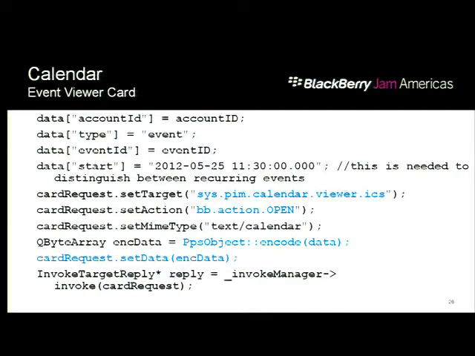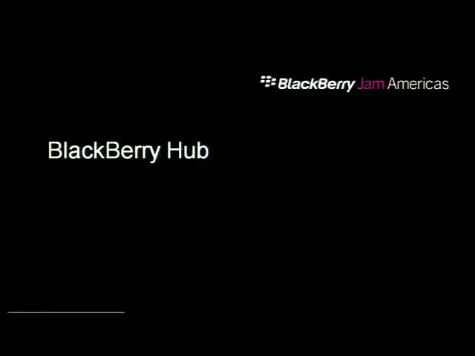So you'll set the target to be system, PIM, calendar, viewer, ICS, action, open, MIME type calendar, and then encode the data that you've basically set up here. You'll notice this is very similar to what we did for the example previously, and it will invoke the card.